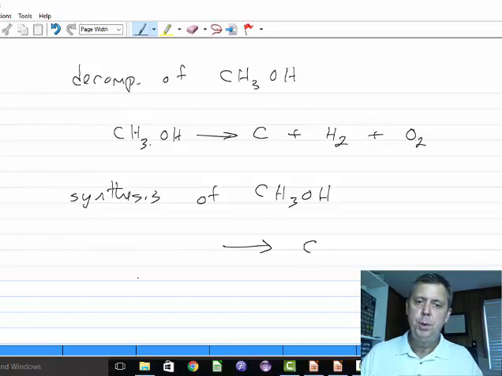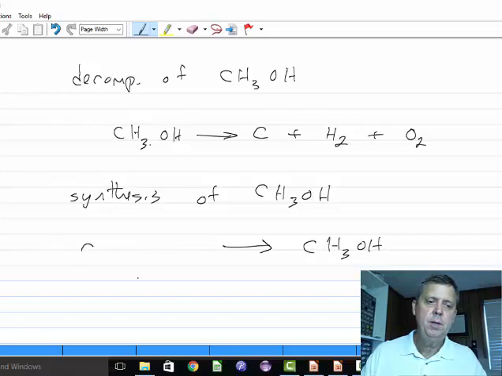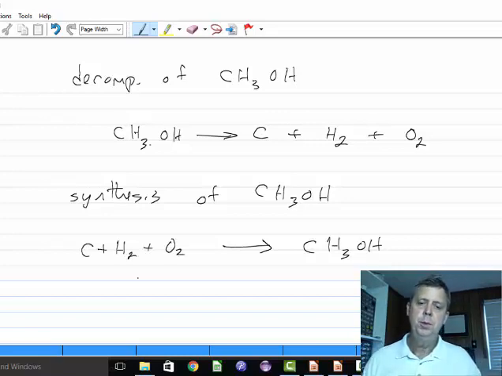So synthesis, we're producing CH3OH. And so we have carbon plus hydrogen plus oxygen will produce methanol. So then we have to balance the equation. So this is what we can do.